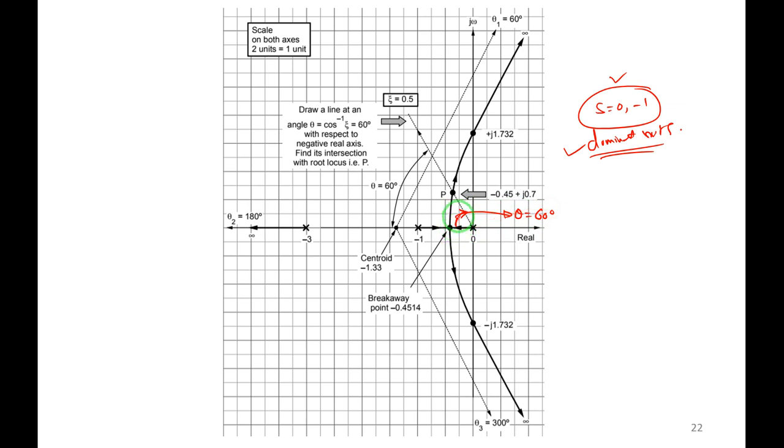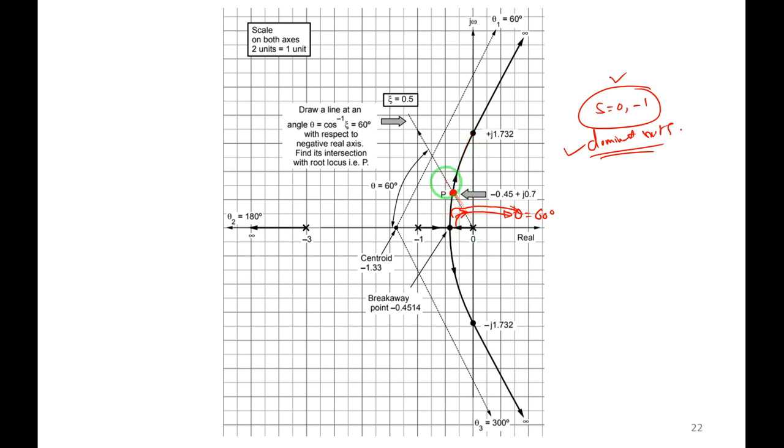From the clockwise direction, you measure it. This angle is 60 degrees, right? This dotted line has been drawn here. You can observe this dotted line is at an angle of 60 degrees from the negative real axis. If you draw this dotted line, it intersects the root locus at this point P.